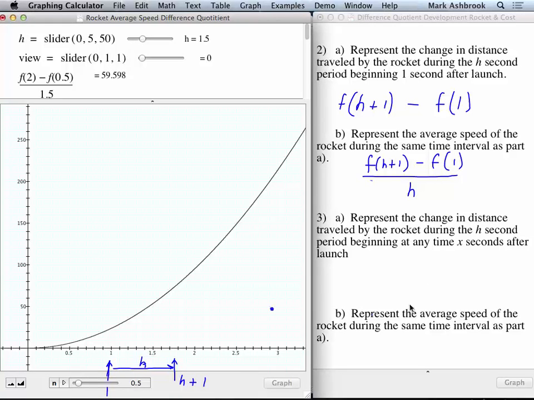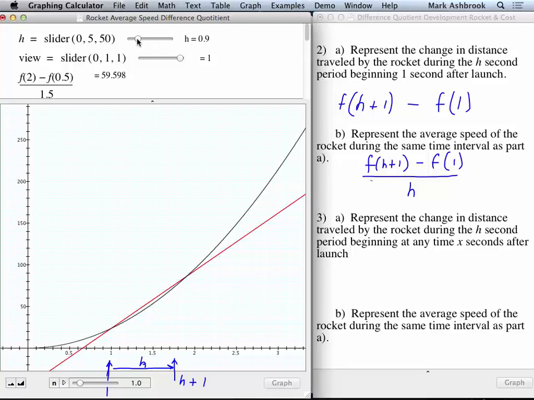Okay, so what we're saying here is we're fixing the starting point at 1, but now we're letting that change in time be variable. See? So for a greater H, we get a greater average speed. And if we reduce H, make it smaller, we get this other average speed, right? So H can be any length of time starting at time equals 1. So depending on what H is, you get a resulting average speed, okay?